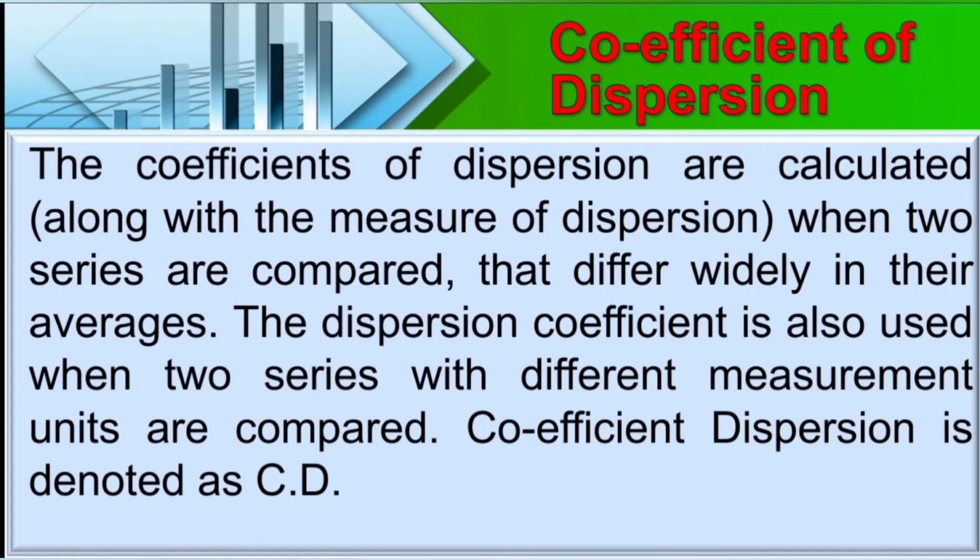Coefficient of dispersion. The coefficients of dispersion are calculated along with the measures of dispersion when two series are compared that differ widely in their averages. The dispersion coefficient is also used when two series with different measurement units are compared. Coefficient of dispersion is denoted as CD.